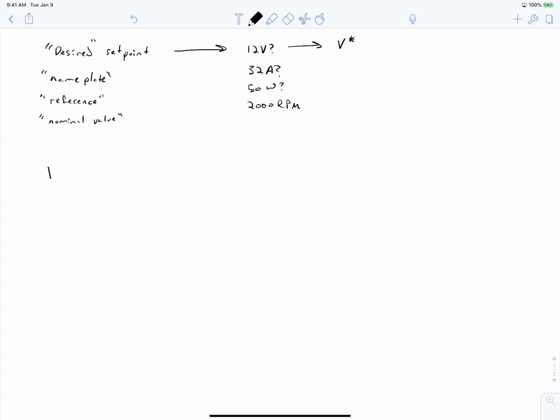So perhaps our desired value is V star, but our actual value is V. And that's to say that our actual value deviates from our desired value. So when we say this, what we really mean is that we have some error in our system, and our error can be calculated as V star minus the actual value, V.